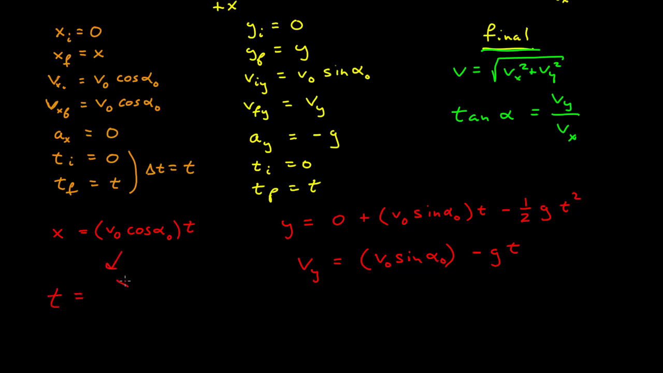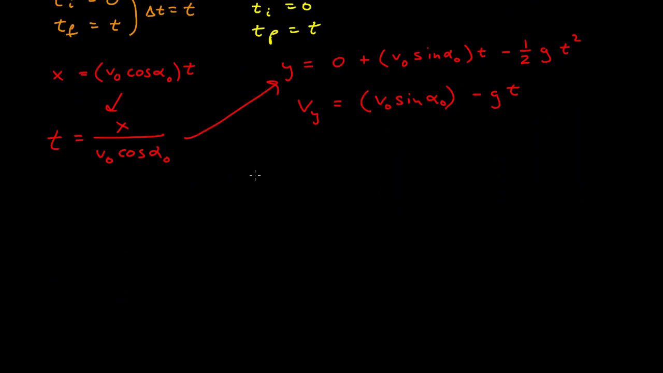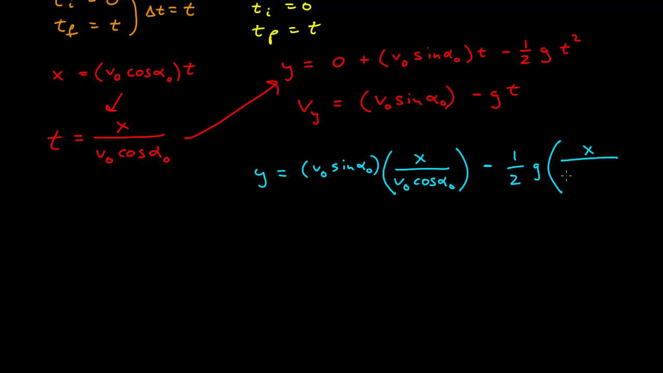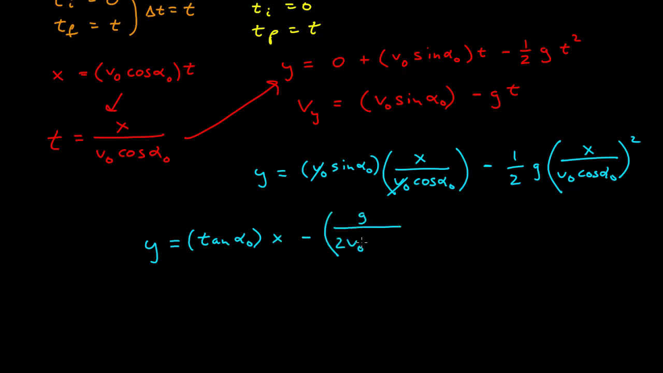If we solve this for time, time is x over v0 cosine alpha naught, and then I'll substitute this into here for time. So this gives us y is equal to v0 sine alpha naught times the time, which is x over v0 cosine alpha naught, minus 1/2 g, and then this thing squared, x over v0 cosine alpha naught, squared. If we simplify this, the v0's cancel, and this turns into tangent. We have an expression that relates our y component of the position to our x component of position. Y is equal to tangent alpha naught times x, minus g over 2 v0 squared cosine squared alpha naught times x squared.